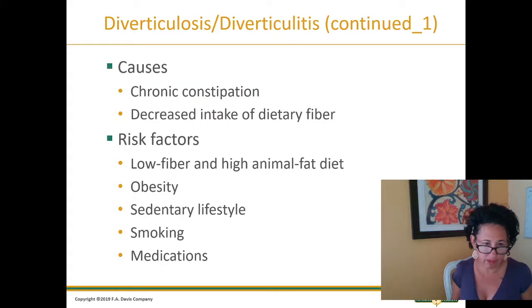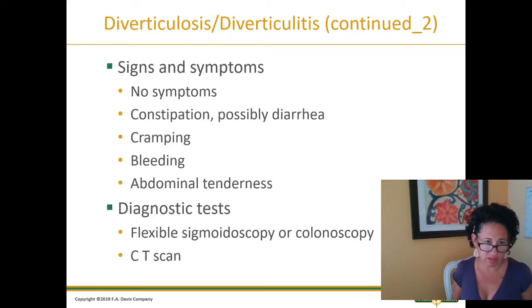We have causes: chronic constipation, decreased intake of dietary fiber, low fiber and high animal fat, obesity, sedentary lifestyle, smoking, medications. Okay. What are signs and symptoms? It can go from no signs and symptoms to just constipation or possible diarrhea. You can have either or. Cramping, bleeding, abdominal tenderness.